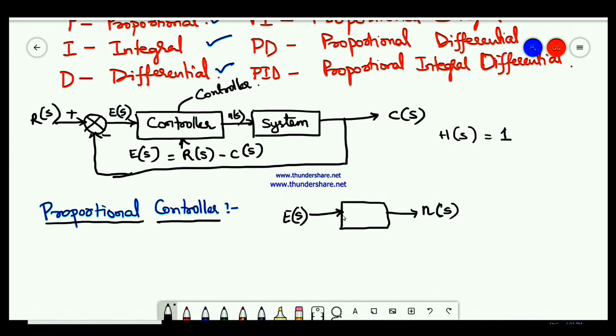So this E of S will be given to the proportional controller, and Kp is the proportional constant which we actually use for a proportional controller. Now if you try to write the equation for this, N of S would be equal to Kp times E of S, because Kp gets multiplied with E of S, right? Kp gets multiplied with E of S.